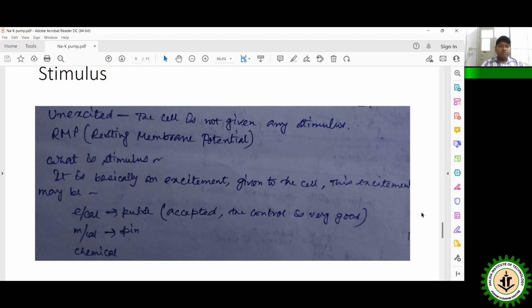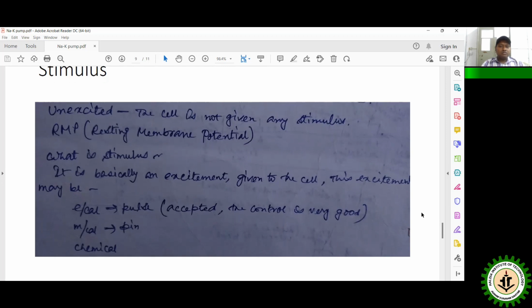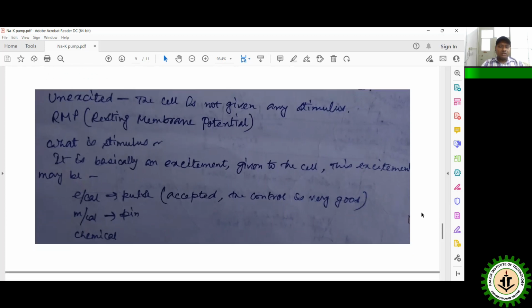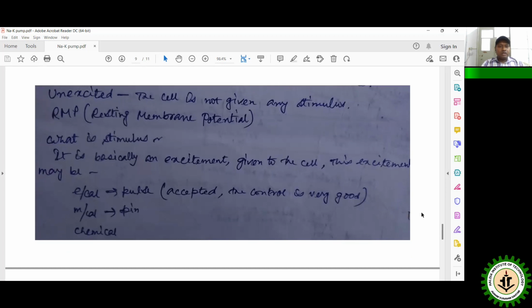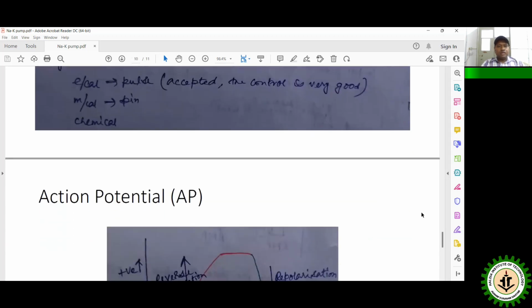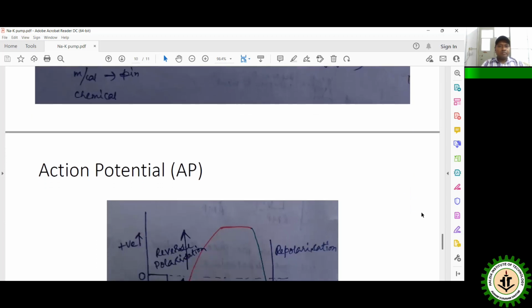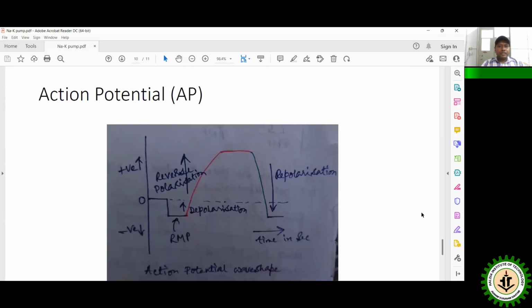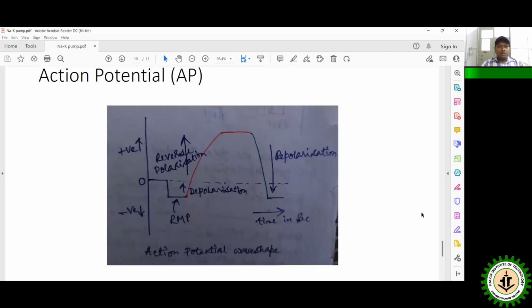And in chemical stimulation it is also not possible to control in a very controlled way. So we will give some electrical stimulus to the cell. Now after giving these electrical pulses, let us see how the RMP, that particular minus 90 millivolt, is changing. This is the wave nature after application of the stimulus to the cell.